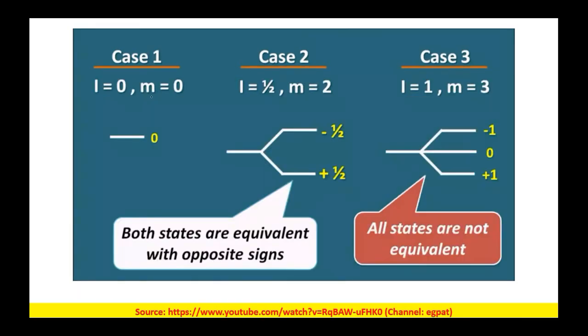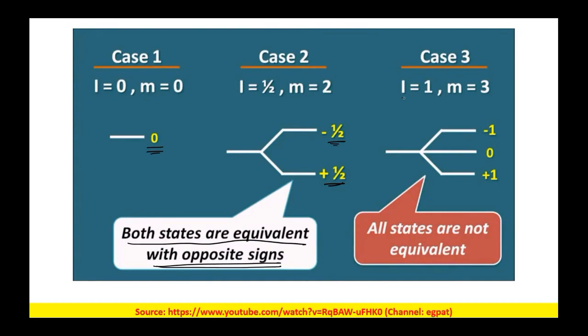So what happens because of this? In case 1, when I is equal to 0, M is equal to 0, we have no spin energy states. In case 2, we have two spin energy states, and both the states are equivalent with opposite signs. By analyzing these two spin states, we will be able to understand the nature of the atoms within the molecules.